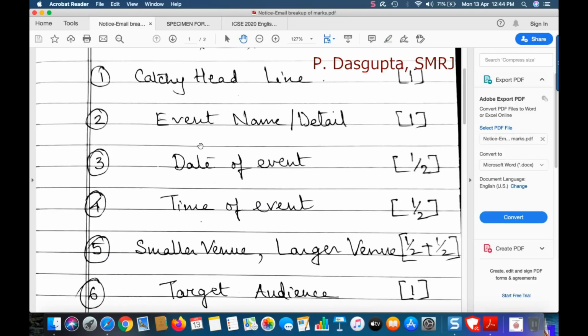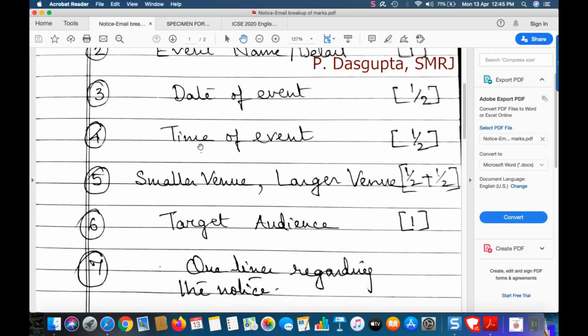Next point. Now this is important. Many of you miss this point. This is extremely important. Venue. Venue is, where is this event being organized? In the school is wonderful. I know it's being organized in Seth M.R. Jaipuria School. But Seth M.R. Jaipuria School is huge. Where? In which corner? In which hall is it being organized? So you will have to write a smaller venue and a larger venue.